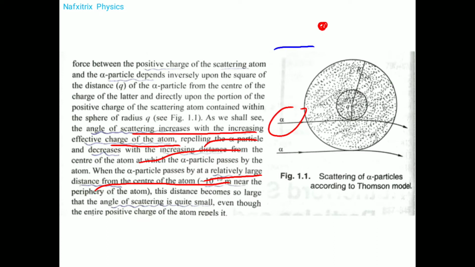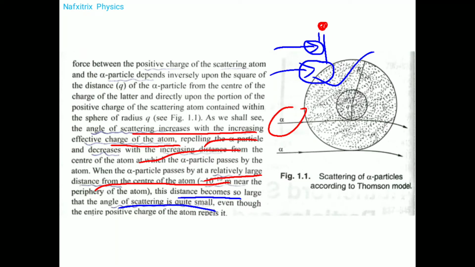So this is one alpha particle and this is another alpha particle. This alpha particle is very far away from this atom and this one is somewhat nearer to this atom. So this alpha particle experiences less repulsive force, so it deflects a little bit. So that is the meaning of this. The distance becomes so large that the angle of scattering is quite small.